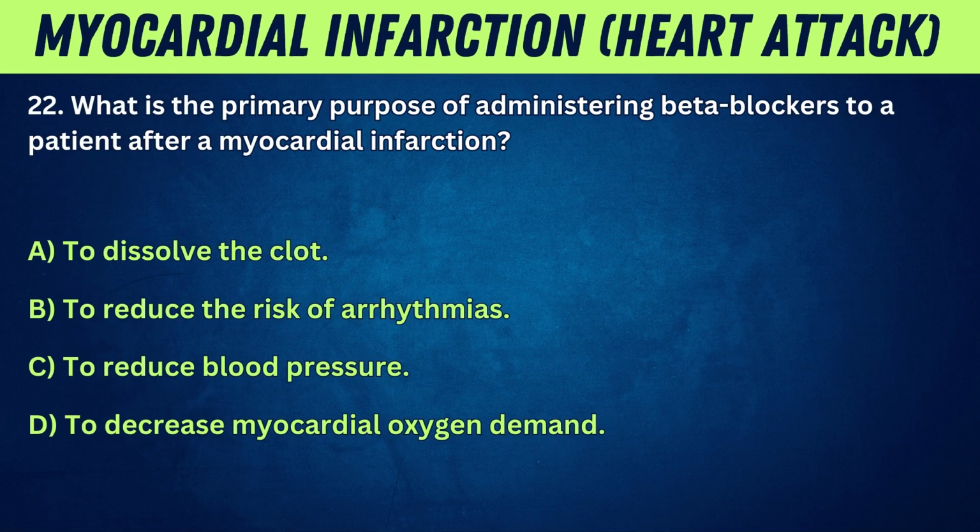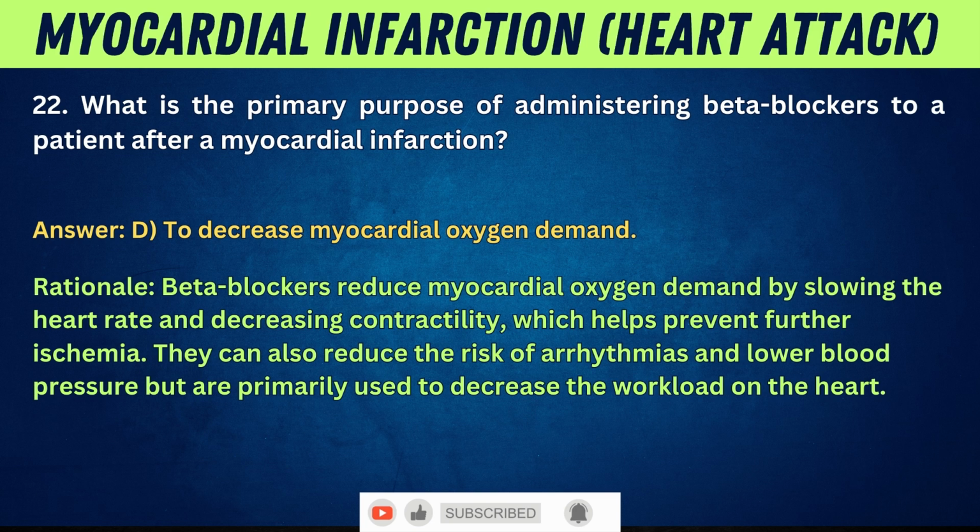22. What is the primary purpose of administering beta blockers to a patient after a myocardial infarction? A. To dissolve the clot. B. To reduce the risk of arrhythmias. C. To reduce blood pressure. D. To decrease myocardial oxygen demand. Answer: D. To decrease myocardial oxygen demand.